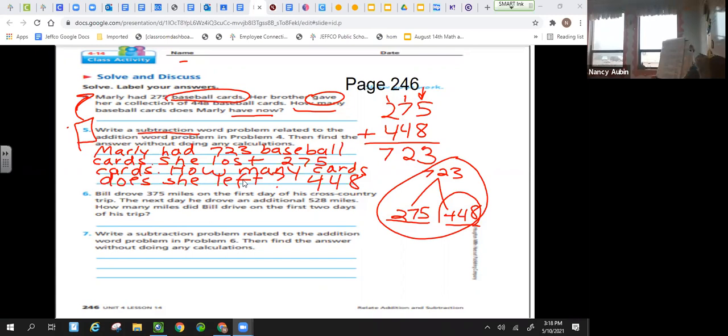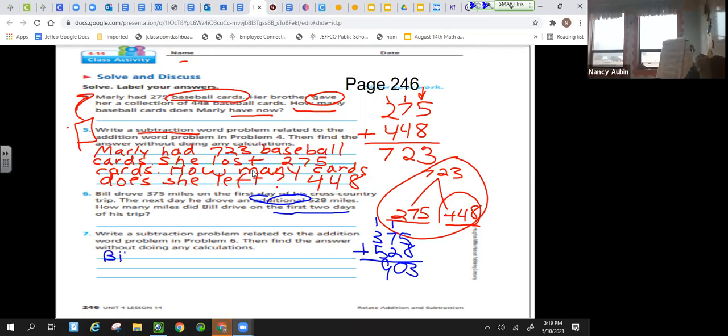If it was 375, you have to line it up. I think some of us might have gotten confused on that. What's 5 plus 8? And we heard additional, we knew to add: 13. Make a new group. 1 plus 7 plus 2 is? Put the 0, make a new group. 1 plus 3 plus 5 is? 9.